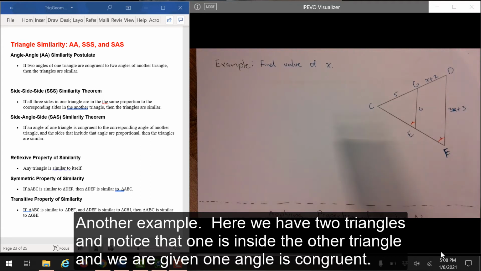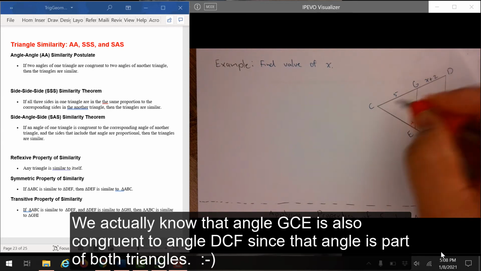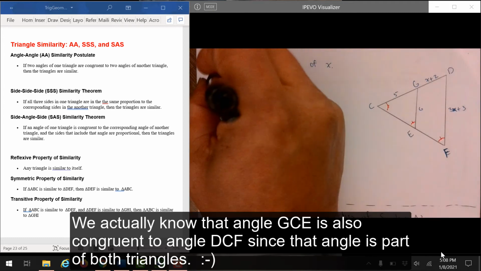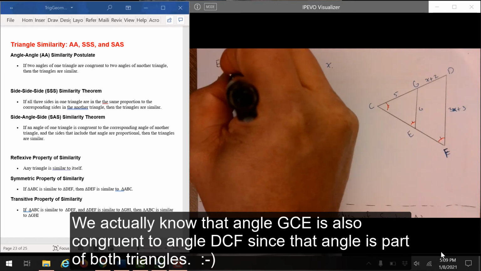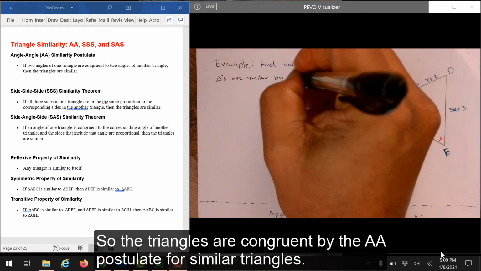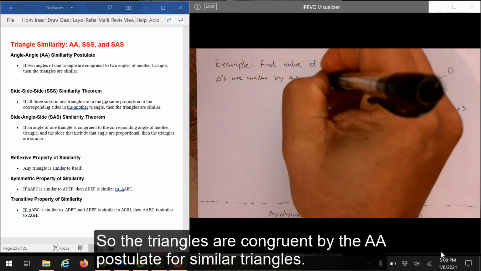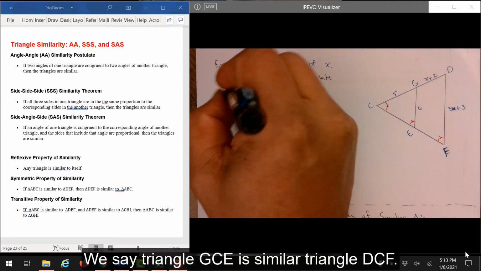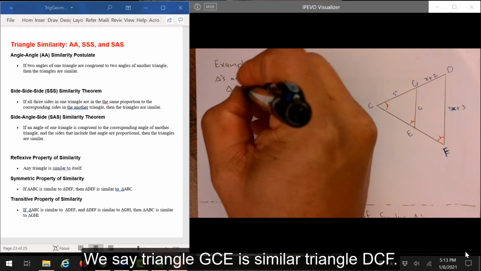Another example. Here we have two triangles, and notice that one is inside the other triangle, and we are given one angle is congruent. We actually know that angle GCE is also congruent to angle DCF since that angle is part of both triangles. So the triangles are similar by the AA postulate for similar triangles. We say triangle GCE is similar to triangle DCF.